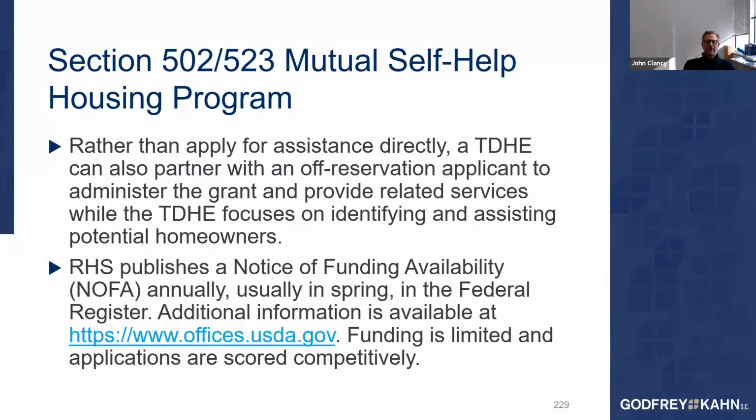And there's a notice of funding availability, a NOFA, basically for this program, published annually, usually in spring. And there's the website for additional information about the program. The last thing to note is that the funding for this particular program, for the self-help program, is limited. There's only so many folks they'll take into the program, so the applications are scored competitively. So I think if you had strong interest in this, you'd want to really think through how you can best, just like all the other grants, score to make it work. But that's the program basically.